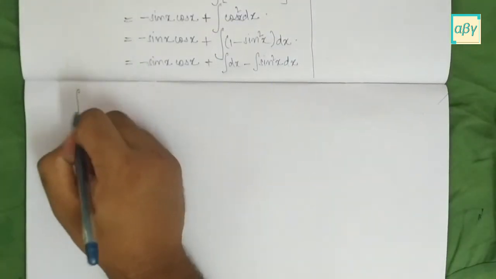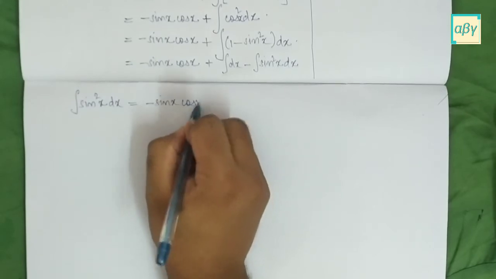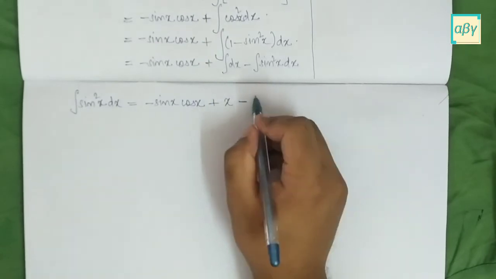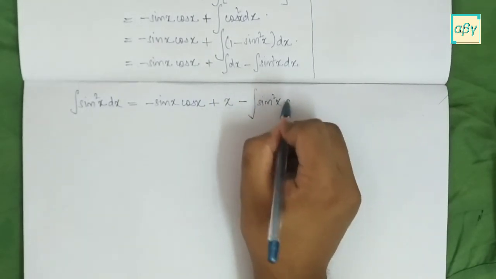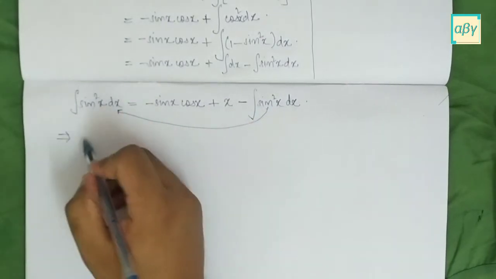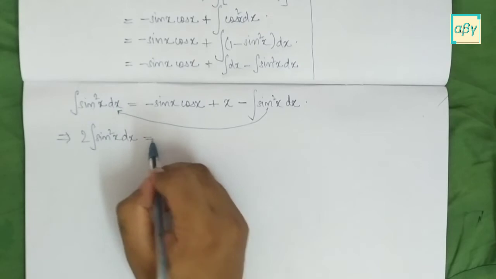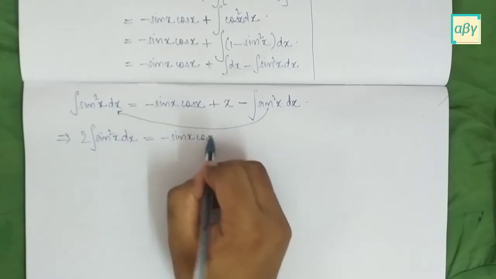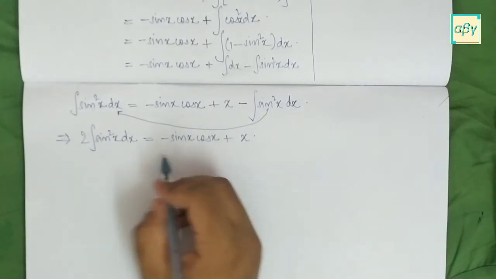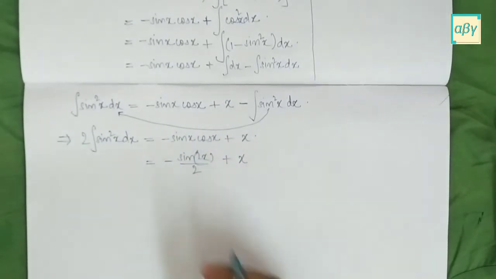So here I get integration of sine square x dx is equals minus of sine x cosine of x plus integration of x is equals x minus integration of sine square x dx. So what I can do is now I can bring this term on the left hand side. So this implies I can write this as 2 times integration of sine square x dx is equals minus of sine x cosine of x plus x. Now I can write minus of sine x cosine of x as minus of sine of twice x by 2 plus x. How could I write this?